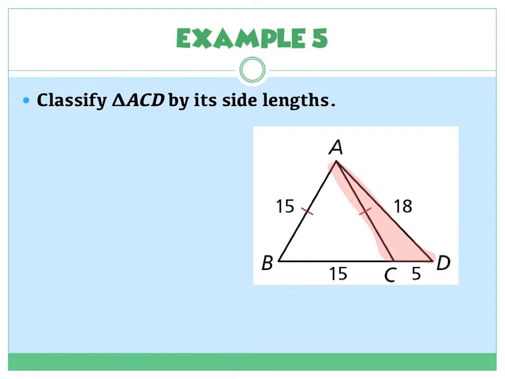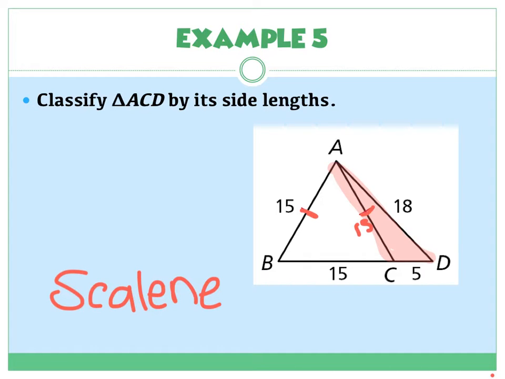ACD is this little triangle right there. And we know this is scalene. So not only does it look different, but this 15 matches this, which makes this 15. And then I've got side lengths of 15, 5, and 18, which are all three different.